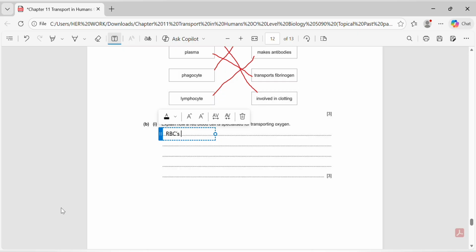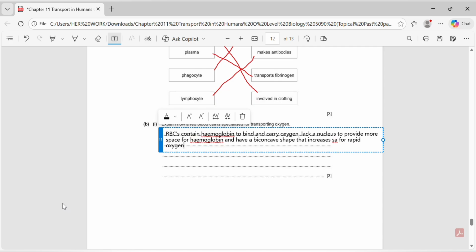So we will write, red blood cells contain hemoglobin to bind and carry oxygen, lack a nucleus to provide more space for hemoglobin, and have a biconcave shape that increases surface area for rapid oxygen diffusion.